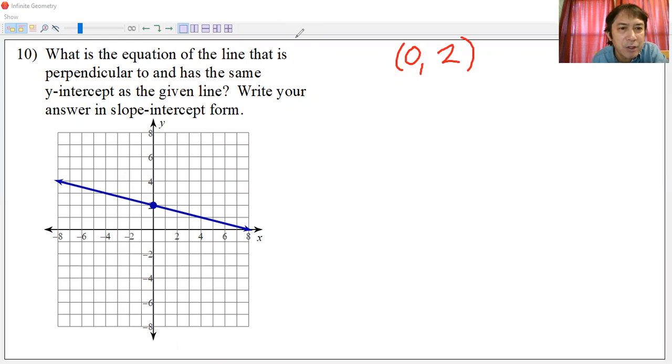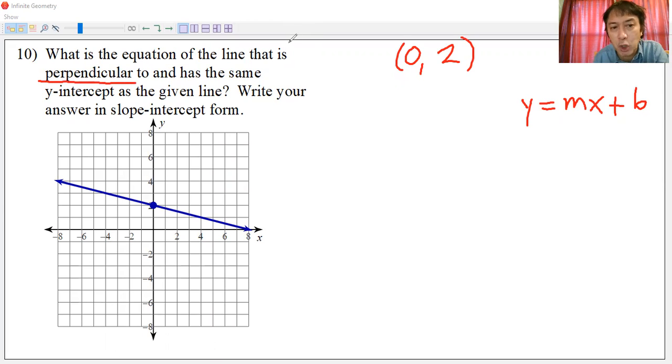Now, write your answer in slope-intercept form. What is slope-intercept form again? That should be y equals mx plus b. Slope and the intercept. What is the equation of the line that is perpendicular to and has the same y-intercept as the given line? Before we can do anything, we only have the point 0, 2. We need the slope of the perpendicular.